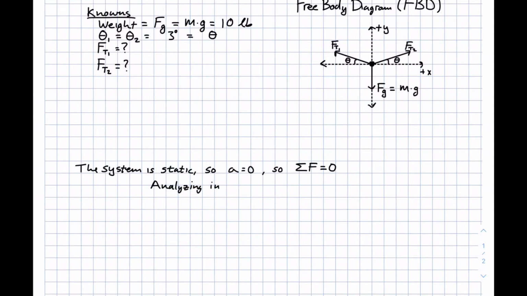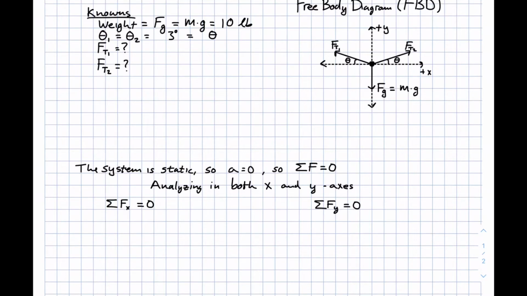Now, just as we did with projectiles, we're going to split this problem into x and y axes because we have forces in multiple directions. This manifests as the sum of the forces in the x direction equals 0, and the sum of the forces in the y direction equals 0. Let's set up the x-axis first.